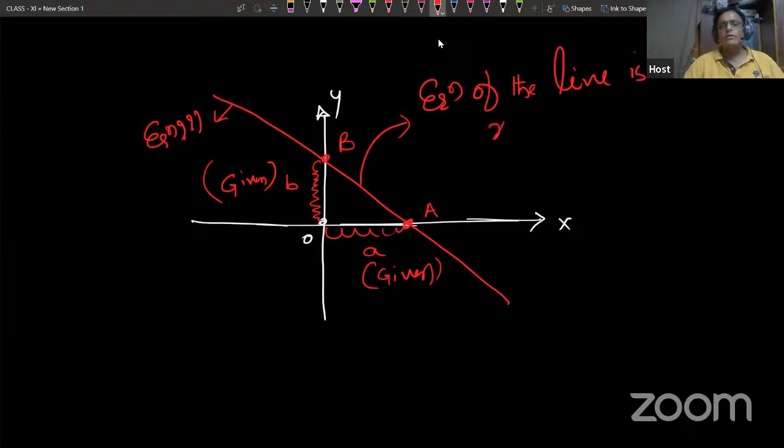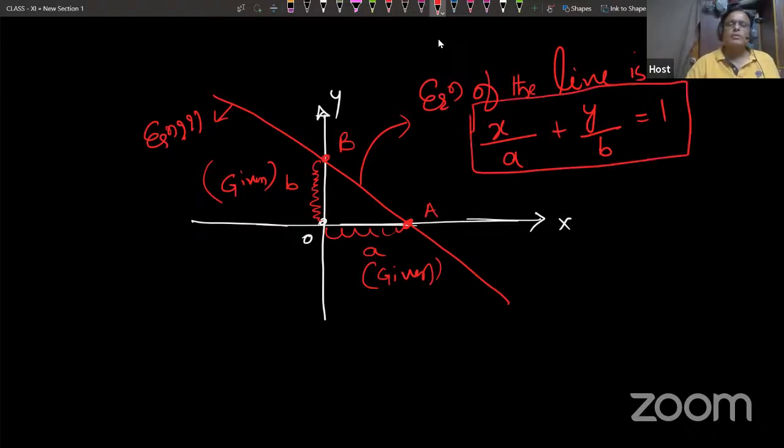very simple. x over the given x-intercept, plus y over the y-intercept, is equal to 1. Whenever two intercepts are given, x over x-intercept plus y over y-intercept is equal to 1. Easy to remember. So this is the formula. We found this formula whenever intercepts are given, therefore it is called the intercepts form. Both intercepts are given.